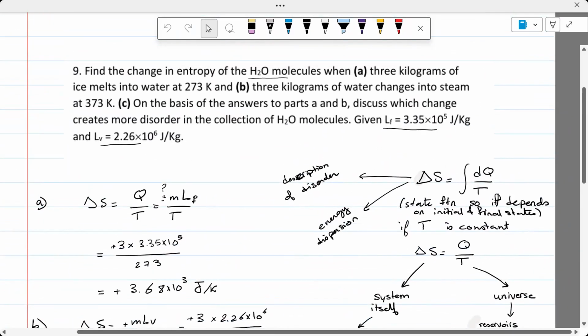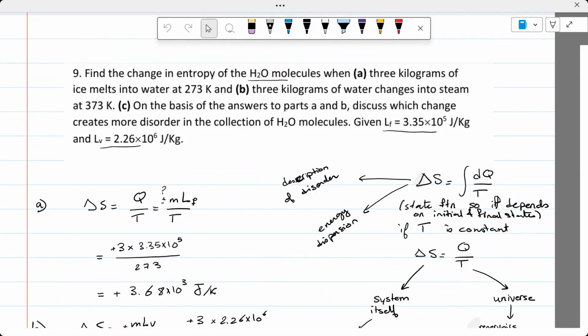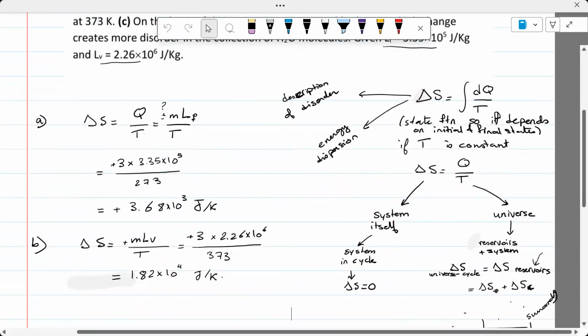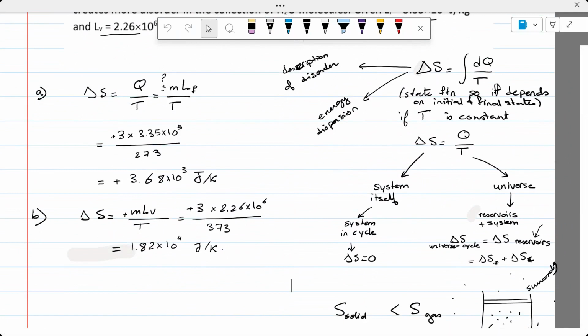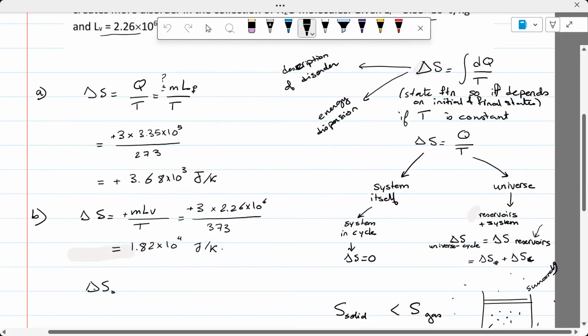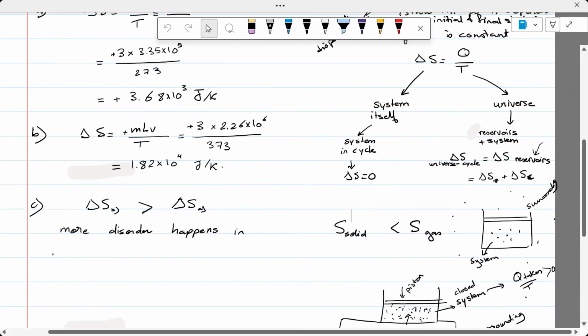Part C says, on the basis of the answers, discuss which change creates more disorder in the collection of H2O molecules. So essentially, the one that has more change in entropy is going to have more disorder, right? You can see how delta S of part B is greater than delta S of part A, which means that more disorder happens in vaporization.